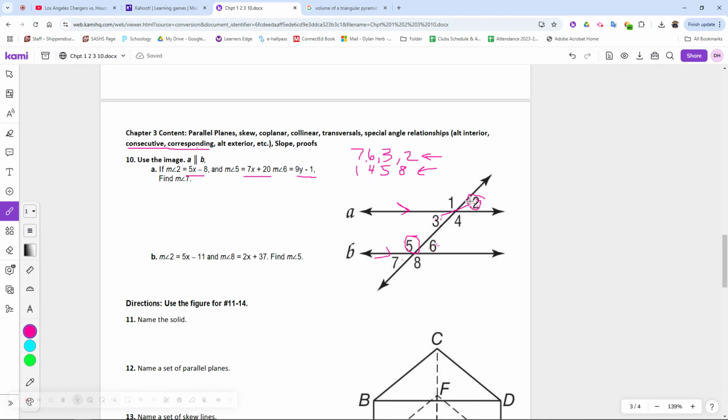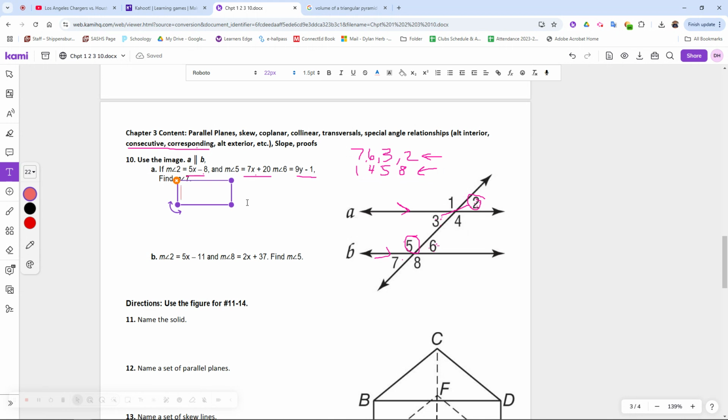So I know that if I substitute 2 in for 3, I know that these two are consecutive, so these two things should be supplementary, which means they add to 180. So I'm going to add them together. So 5x minus 8 plus 7x plus 20 equals 180.